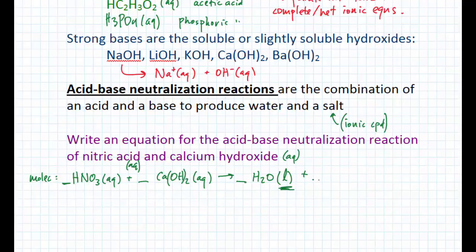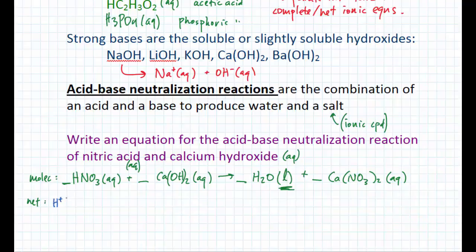And what's the other product? Calcium nitrate. Looks like Ca(NO3)2. That's AQ from the solubility rules. We're not going to write the whole net ionic equation here, but let's at least write whether or not the ions would be separated. For HNO3, should I break that apart? Yes. So let's just do one of them here.